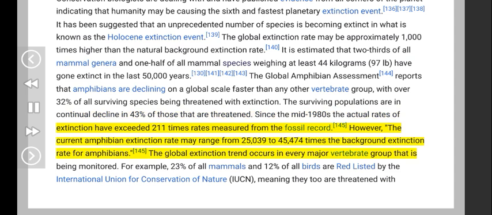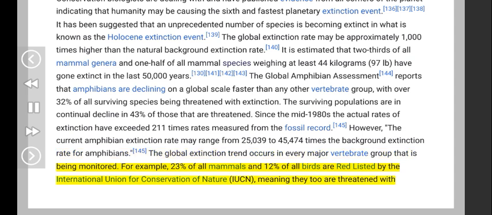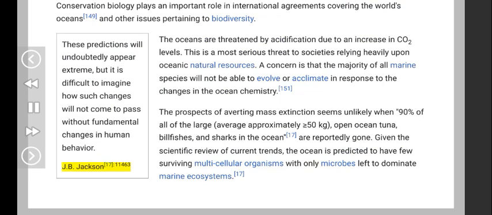However, the current amphibian extinction rate may range from 25,039 to 45,474 times the background extinction rate for amphibians. The global extinction trend occurs in every major vertebrate group that is being monitored. For example, 23% of all mammals and 12% of all birds are red listed by the International Union for Conservation of Nature, IUCN, meaning they too are threatened. These predictions will undoubtedly appear extreme, but it is difficult to imagine how such changes will not come to pass without fundamental changes in human behavior.